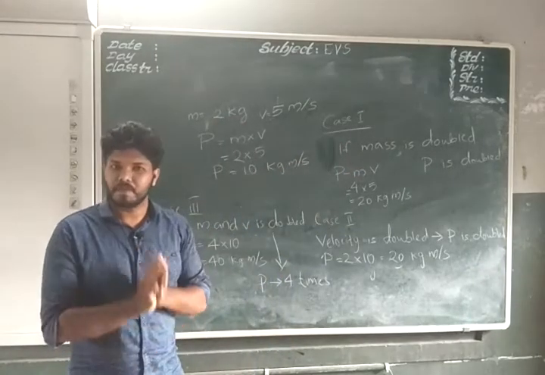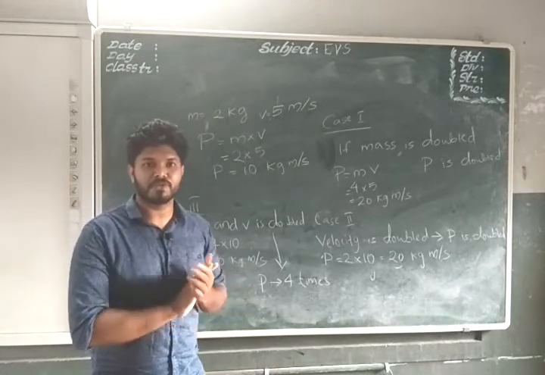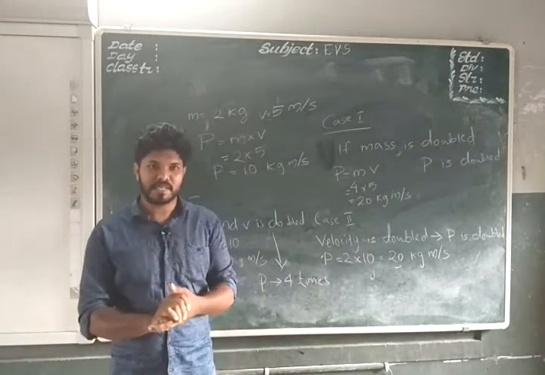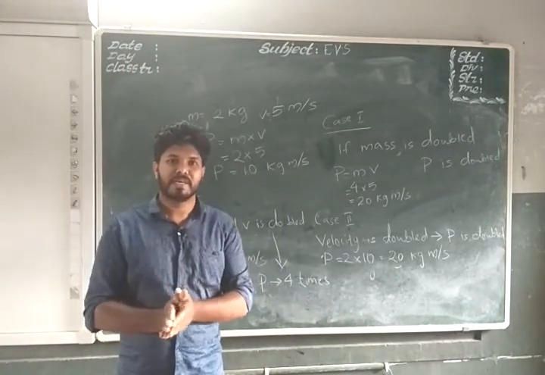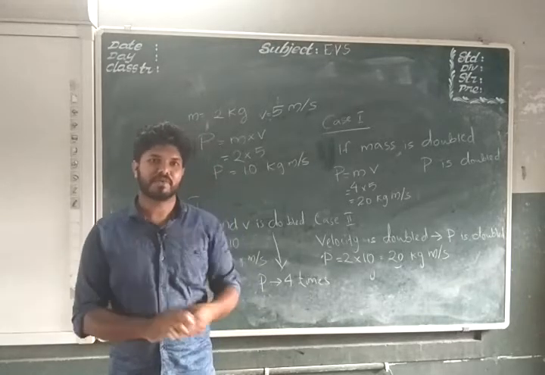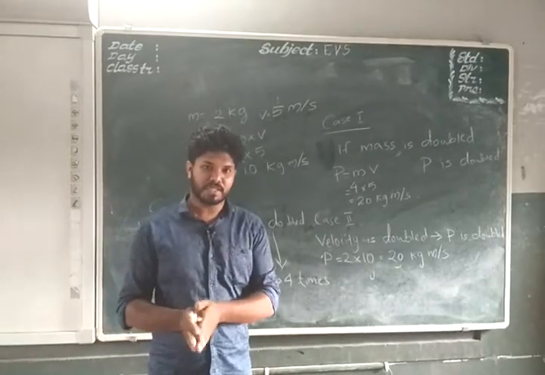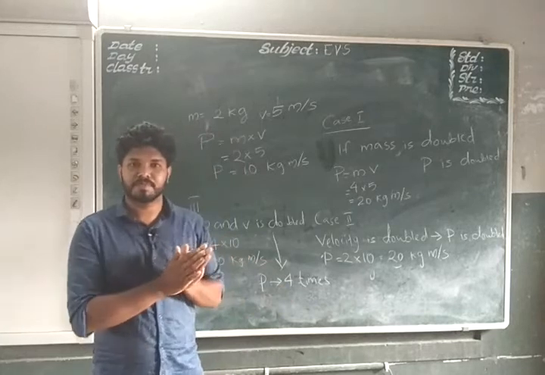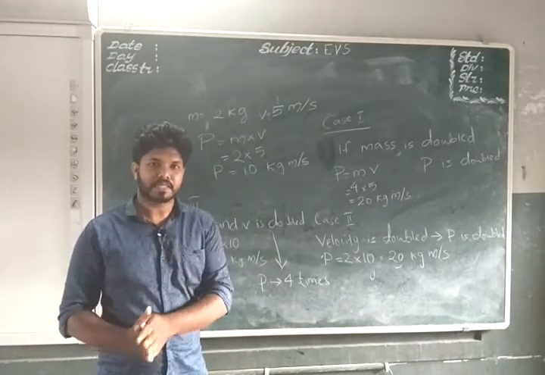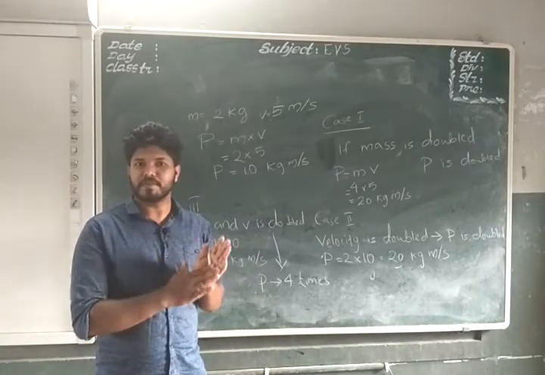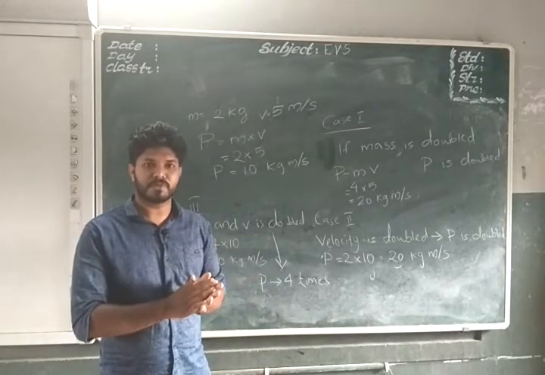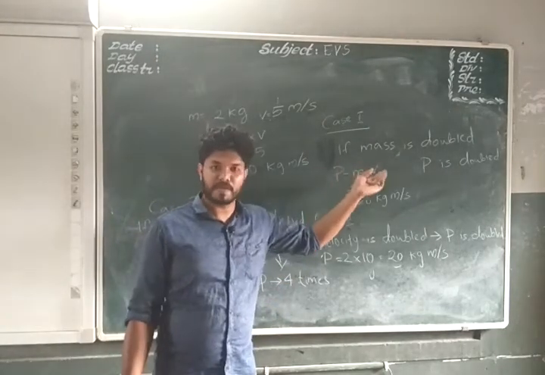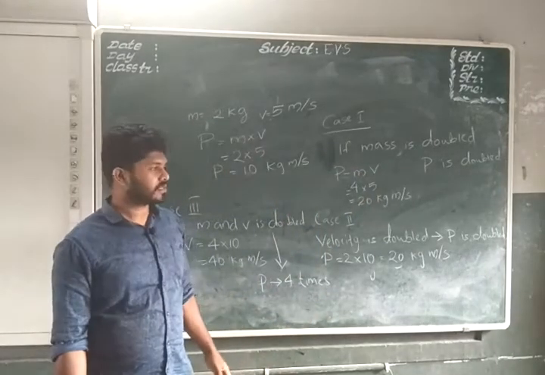Hope you understood. Linear momentum is simply the measure of impact of a motion. It is defined as the product of mass and velocity. It is represented by the letter P. P is equal to m into V, where m is the mass of the object and V is the velocity with which the object is moving. The unit of linear momentum is kilogram meter per second, and we derived it from the unit of mass and the unit of velocity. And linear momentum is a vector quantity since velocity is a vector quantity. So it's a vector quantity, we got that.